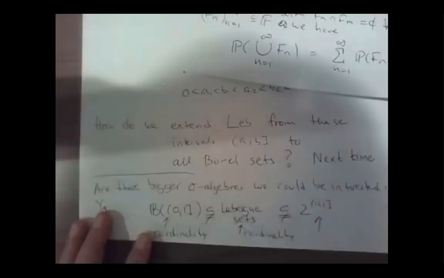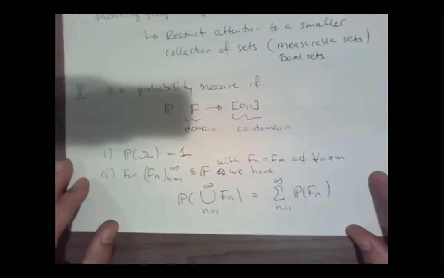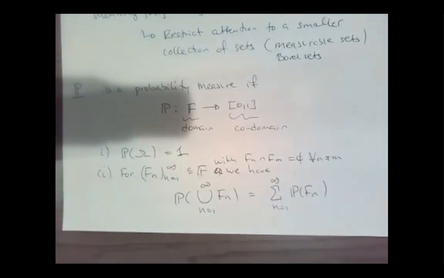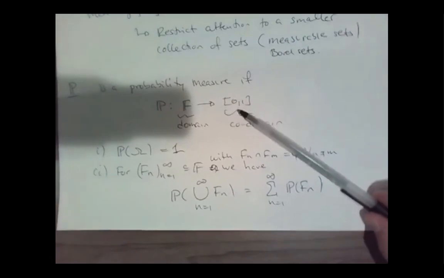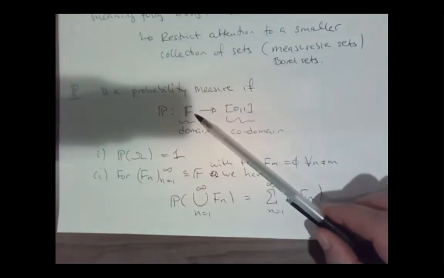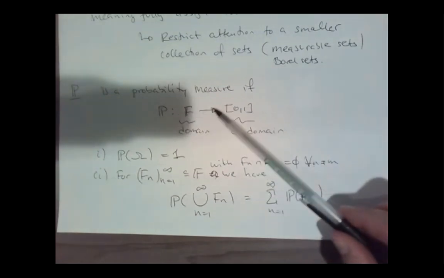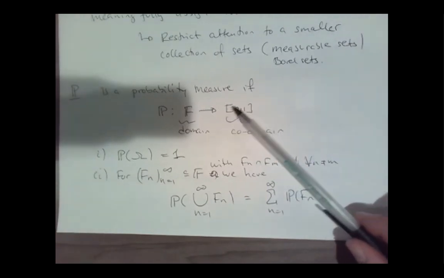Then there's a question about the previous page. This is the previous page. This is what it means to be a probability measure. The probability measure is a map. A map has a domain and a codomain, right? We need to agree on what kind of things we can put into the function. We can put into this function sets that are in the sigma algebra F, and it spits out numbers between 0 and 1.